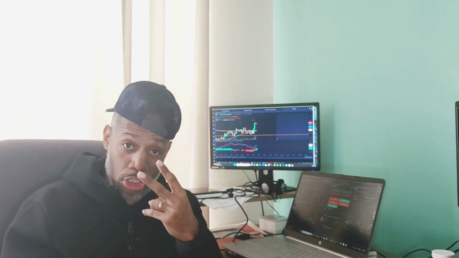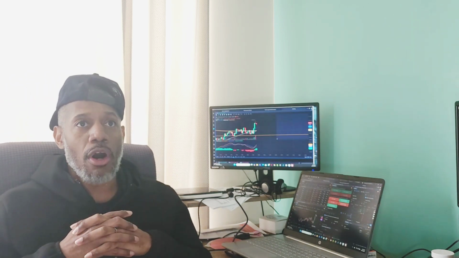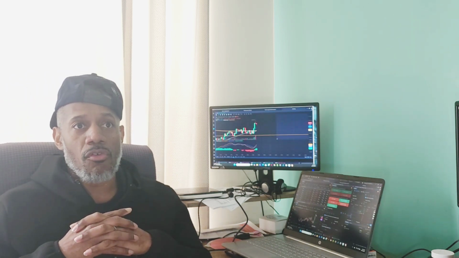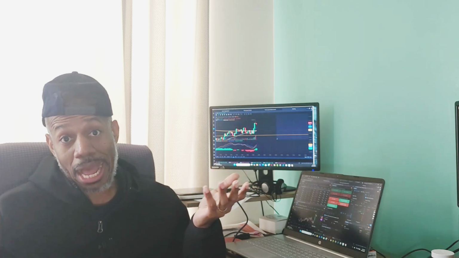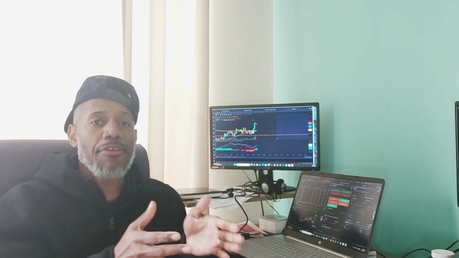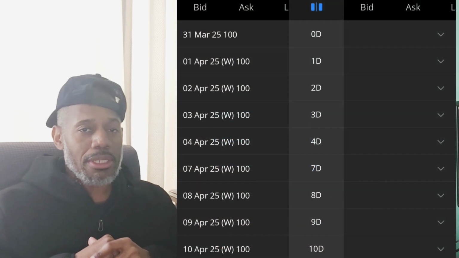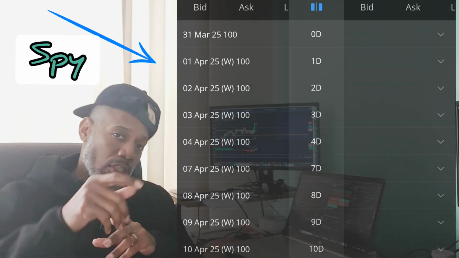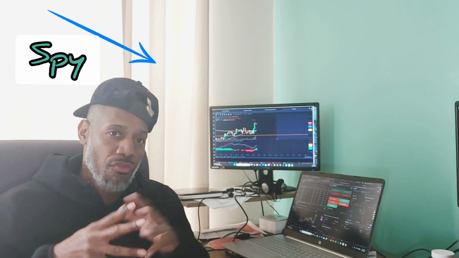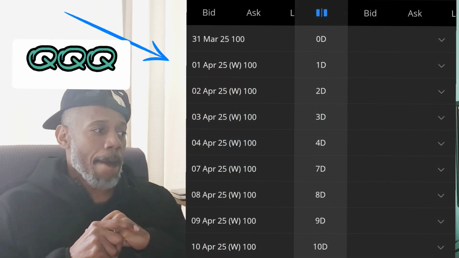Now, the reason why I say these 2 is because when your account is small, you don't have a lot of room for expensive option contracts. So you need a lot of expiration dates, and SPY and the QQQs have a lot of expiration dates. I'm going to show you a little screenshot here, or a little video here. You can see it there.